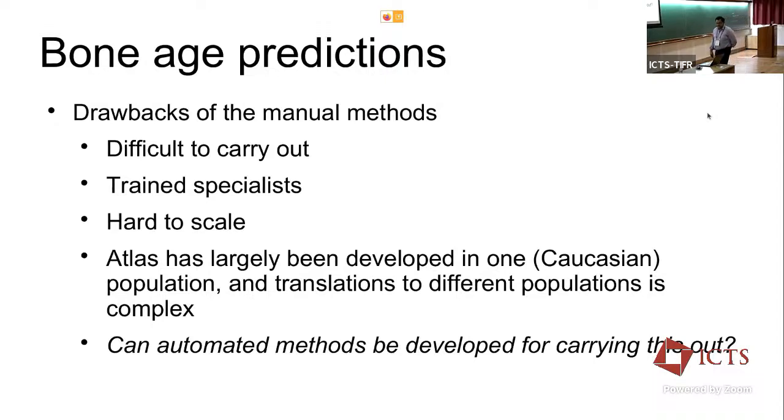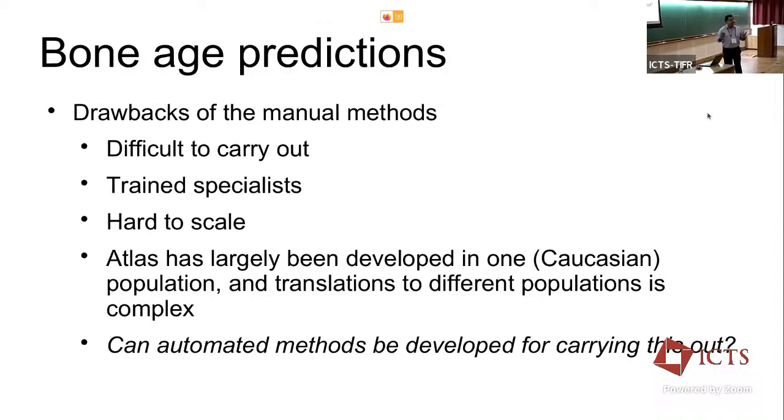And so you can imagine that these things would be very hard to scale if you had to do a lot of these imagings or ratings of bone age. It's an exhausting process. The clinicians say it takes a lot out of them. So it's going to be very hard to scale.